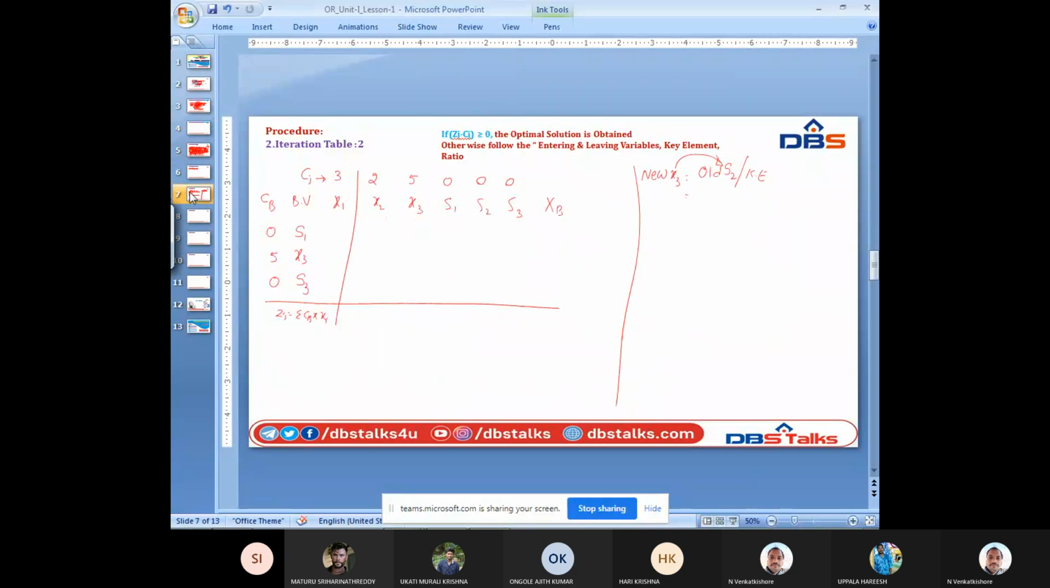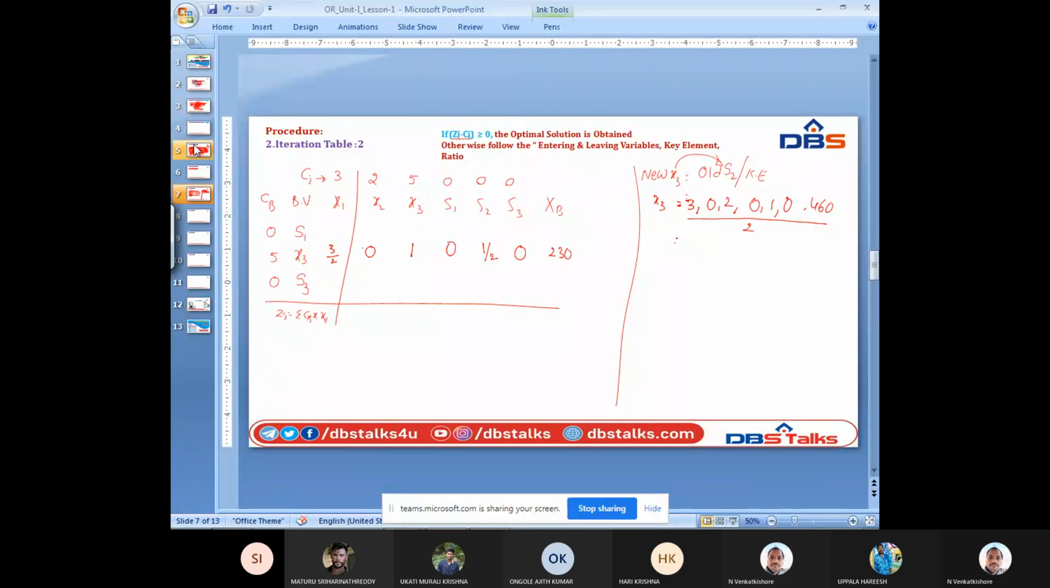After that, what values are we getting? New X3 equals old S2 row: 3, 0, 2, 0, 1, 0, and the solution is 460. So all the values divided by the key element, which is 2. So the values here are 3 by 2, 0, 1, 0, 1 by 2, 0, and 230. This is the new table we are achieving here.